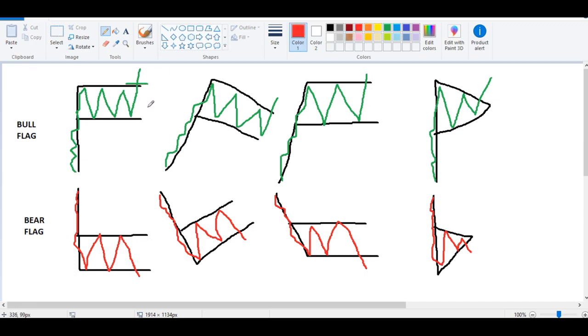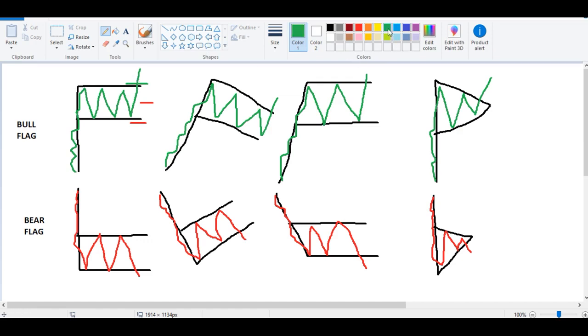Now stop loss, I can keep either the midpoint of the flag, which is usually where I keep it to reduce my risk, or you can keep it on the opposite end of the flag. And keep one thing in mind, in a bull flag, we will only be looking to take buy trades, because it is a trend continuation pattern. So if price is moving up, that means the trend is up. So we will only look to take a buy trade.